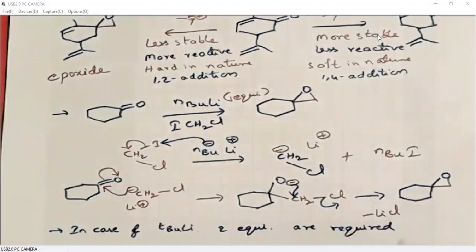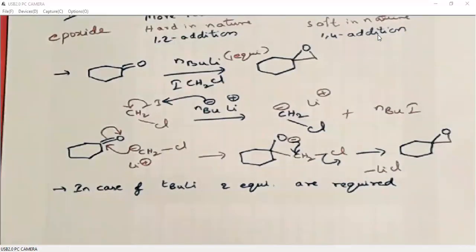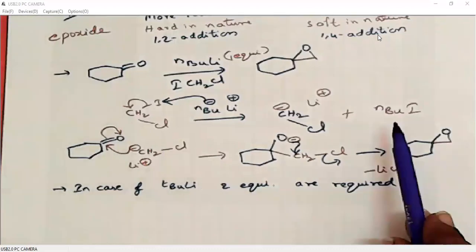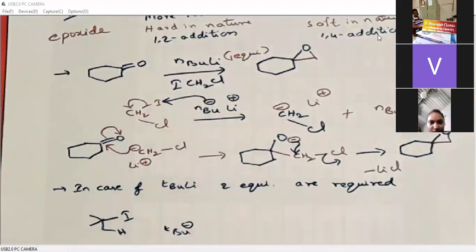So one equivalent will be for this purpose, so this is fine. But what will we do with the other equivalent? What is the byproduct here? Byproduct is n-butyl iodide. In case of tertiary butyl lithium, it will be tertiary butyl iodide. When tertiary butyl iodide is there, one more tertiary butyl lithium, what will it do? It will generate an alkene.